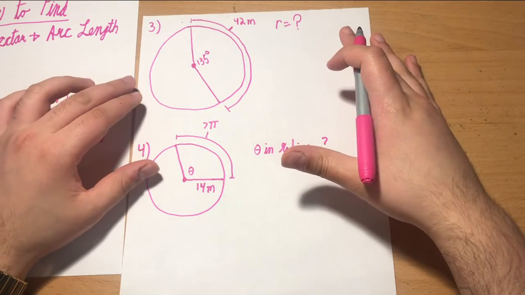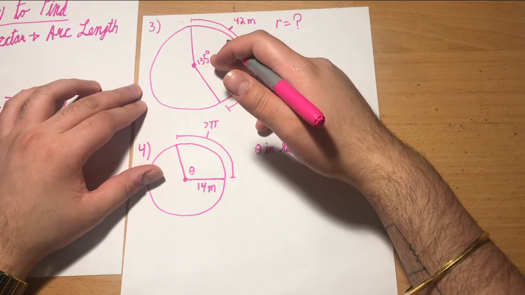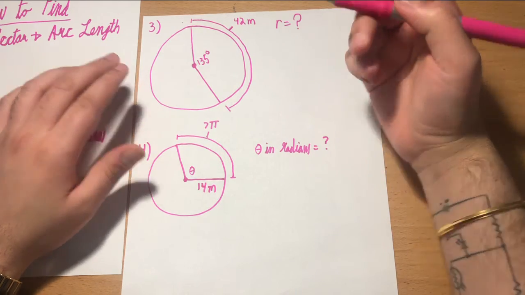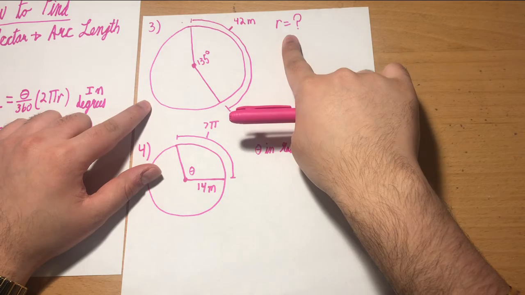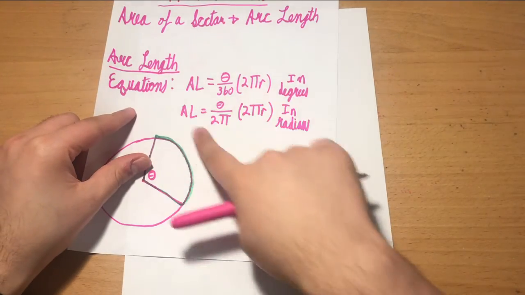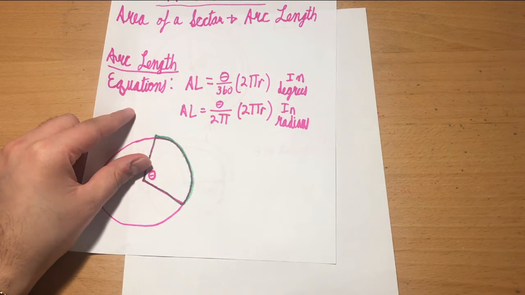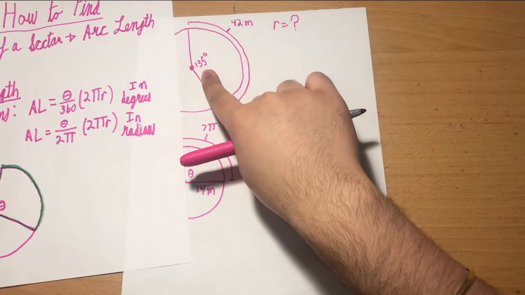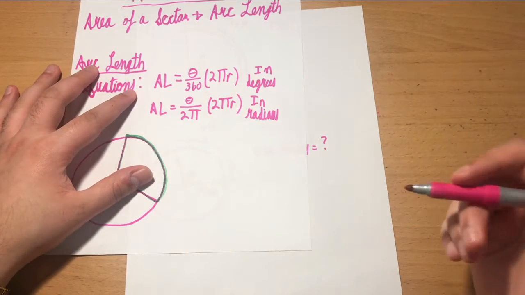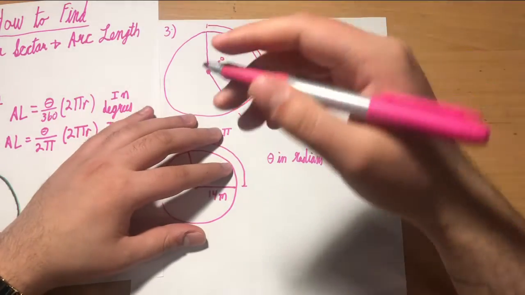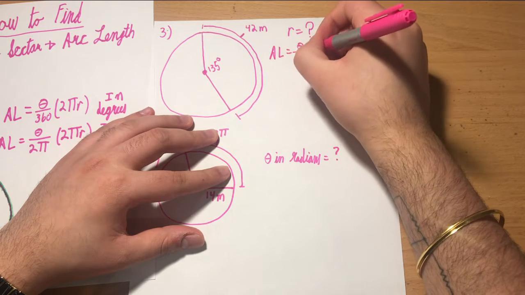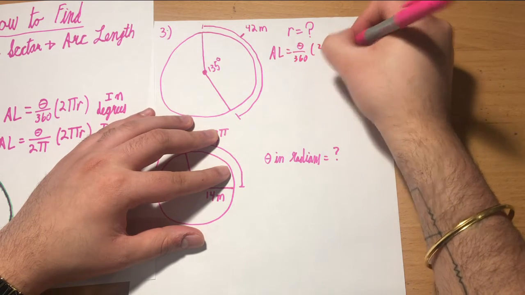Our first question shows us a circle. They give us our angle measure as being 135 degrees, and they give us our arc length of being 42. So how do we go about finding the radius? Well, it starts off very similar to our previous problems. We have our equations for arc length, and we want to know which one to use. Since they give us our angle measure in degrees, we have to use this version, the theta over 360 version. So let's start off by just writing down the formula. Arc length is equal to theta over 360 multiplied by 2 pi r.